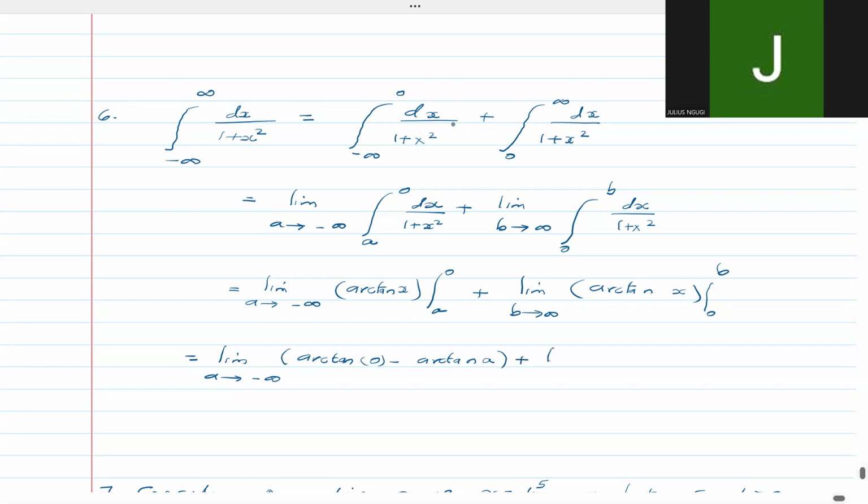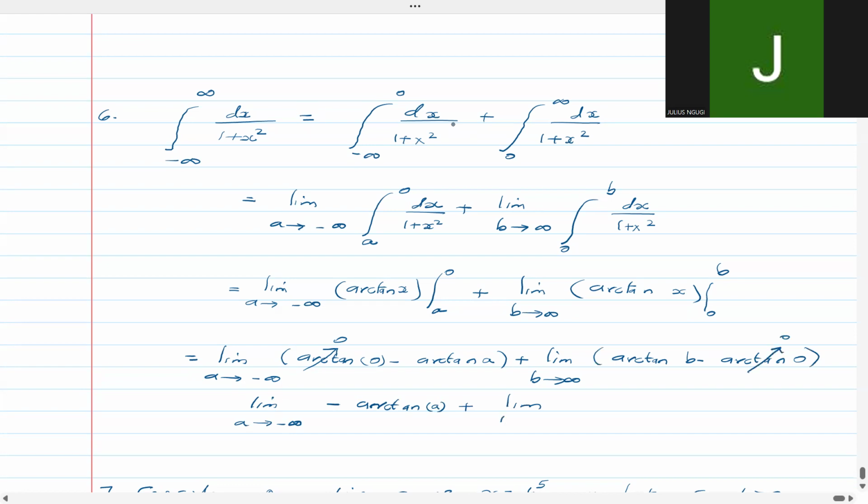Plus the limit as B approaches infinity, arctan of B minus arctan of 0. So arctan of 0 is 0. So you have this part as the limit as A approaches minus infinity of minus arctan of A, plus, again, this one will go to 0 also. You have the limit as B approaches infinity of arctan of B.